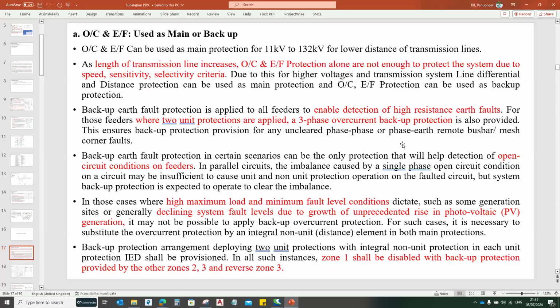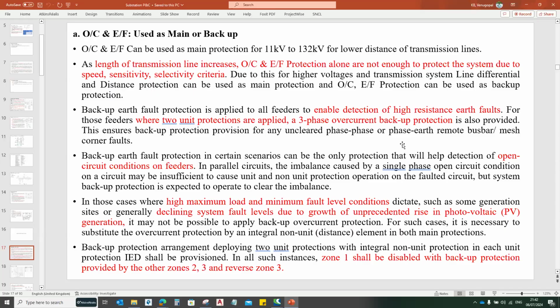For example, if you consider transmission lines, you are providing one unit protection and one non-unit protection. Unit protection operates based on the current input, but non-unit protection like distance protection operates based on the voltage input. Because of some site constraint, it is not possible to install VTs, voltage transformers. As voltage is not available, you can't apply distance protection, because distance protection operates on voltage input as well as current input.